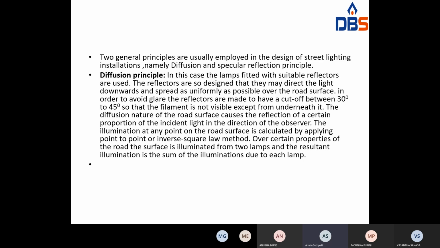The diffusion nature of the road surface causes the reflection of a certain portion of the incident light. Not all the light is reflected, only a small amount may be reflected. To find out how much light is illuminated at any point on the road surface, you use the inverse square law. What is the inverse square law? The illumination at any point of a surface is inversely proportional to the square of the distance from the source to the surface. By using that law you find out how much illumination will be on the road surface.